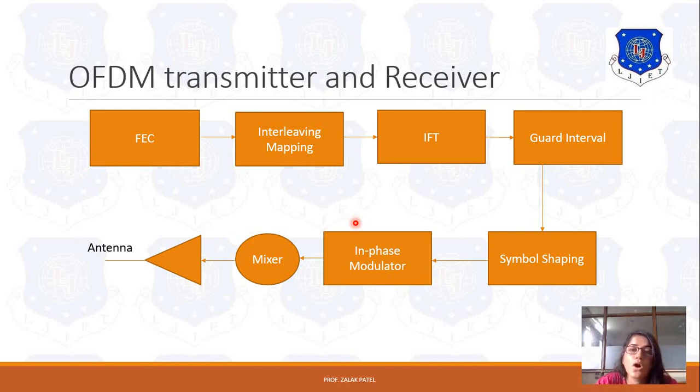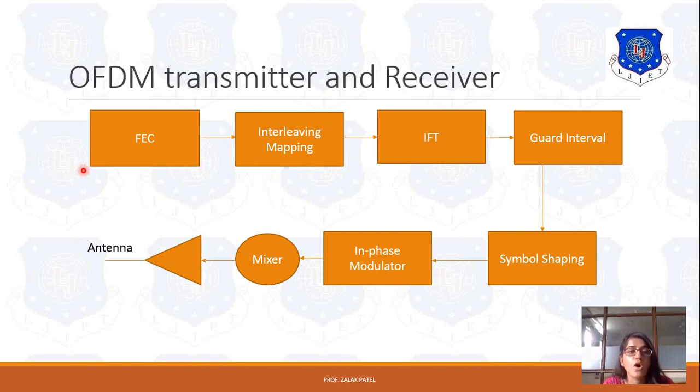Now if you want to draw the OFDM receiver part, what you have to do is the complete reverse process. The signal comes from the antenna, then it is mixed, and then it is passed to the demodulator. Then the guard interval is removed, and then the Fourier transformation takes place. So instead of IFT you have to mention FT, Fourier transform there, and the interleaver mapping. De-interleaving will be done, which means the burst errors are converted into random errors, and at last there is the forward error decoder in the receiver.